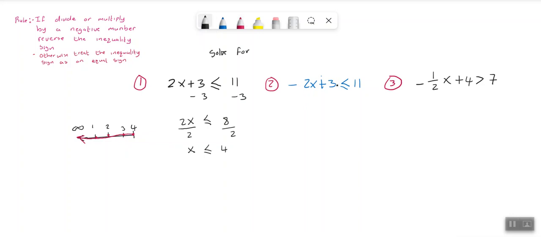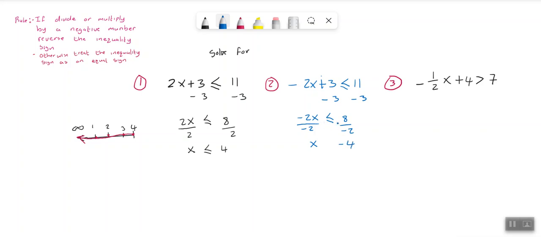So the next one then, let's have a look at this. Again, what we want to do is solve for x. So I have to minus 3 from both sides to get rid of the 3. That's going to leave us with minus 2x, plus 3 minus 3 cancels out, is less than or equal to 8. Now what I have to do is divide both sides by negative 2, divide this by negative 2. So this will become x, and this here will become minus 4.